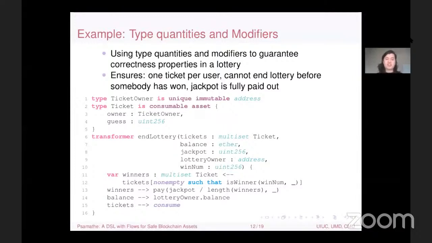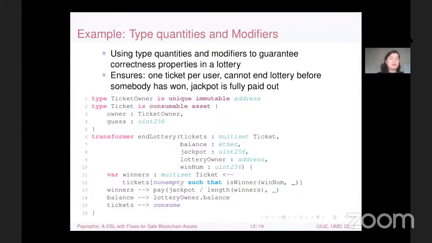The first thing we do on line 11 is we get all of the winning tickets. And we do this on line 12 using a filter on the tickets set, selecting the non-empty multi-set of tickets such that they are winners. And this ensures one of our correctness properties, that we can't end the lottery before somebody has won, because if this filter doesn't select a non-empty multi-set, then this flow will fail and it's not caught, so this transform will fail as well. So the lottery can't be ended before somebody has won.